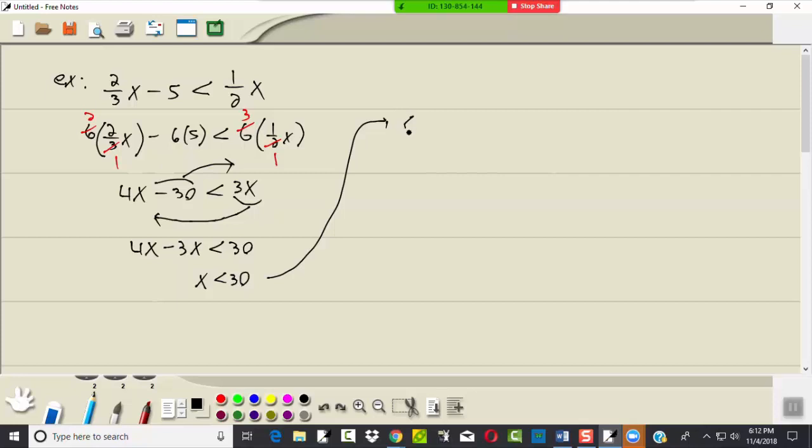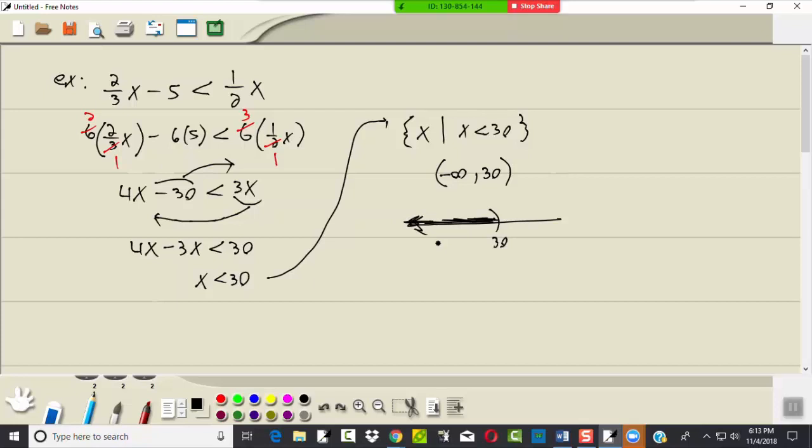Set builder. Put curly brackets, put an x with a vertical bar, and then whatever your answer was. It's a less than, so it's going to negative infinity. Less than always goes negative infinity. Negative infinity always has parentheses on it. There's no line underneath. Line underneath means you put a bracket. Otherwise, you put a parentheses. Parentheses on 30, parentheses on 30. And then you shade whichever way it opens. It's open left, so I shade left. And that'd be our graph.